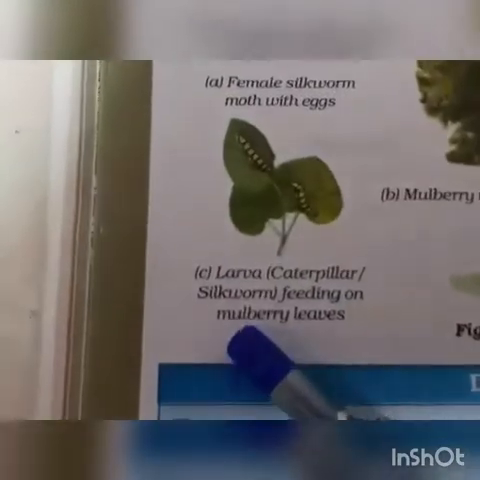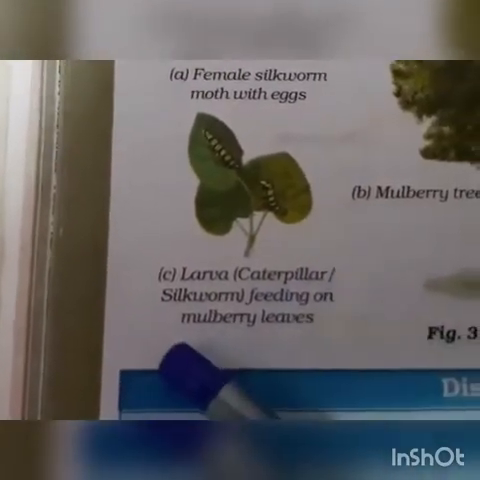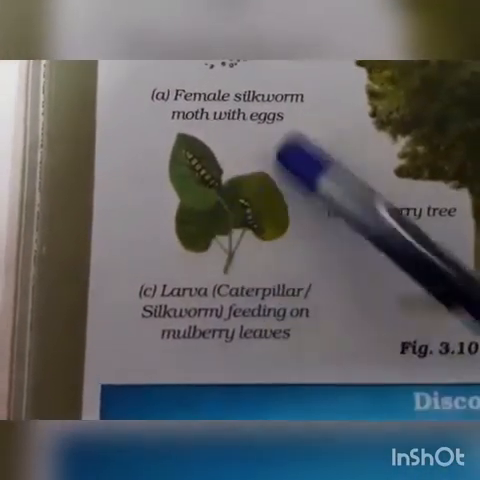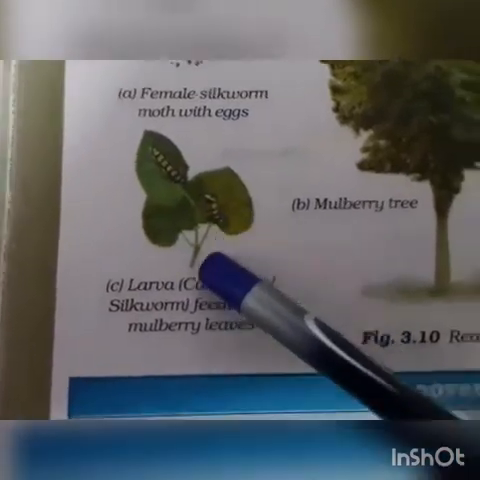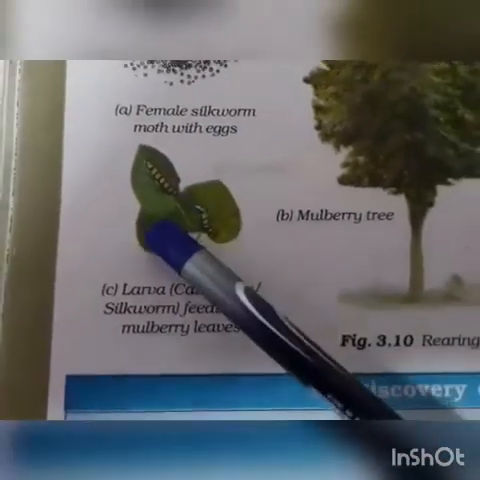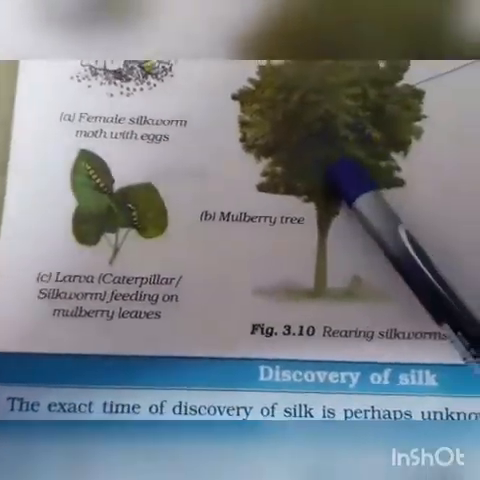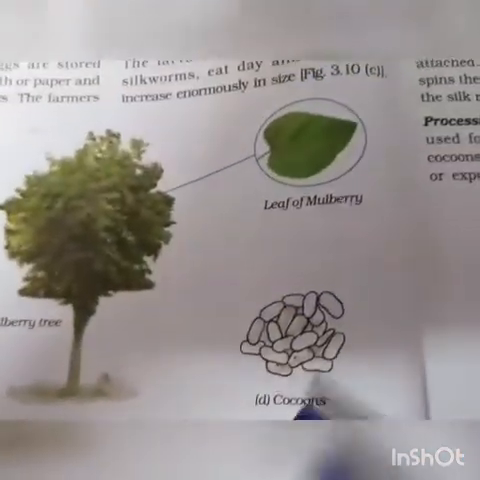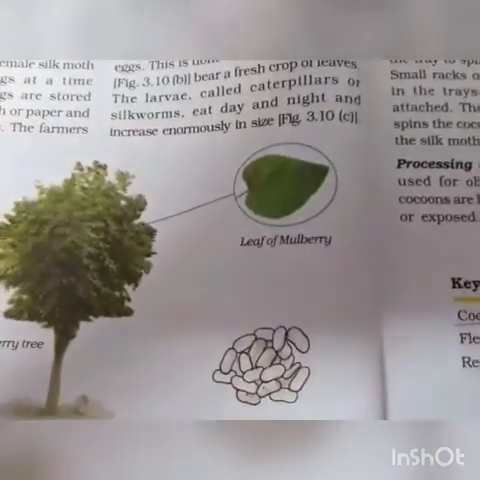You can see this is the third stage, the larva or the caterpillar silkworm feeding on the mulberry leaf. You can see these larvae or caterpillars feeding on the leaves. This is the mulberry tree. And what is the next stage? This is the last stage, that is the cocoons.